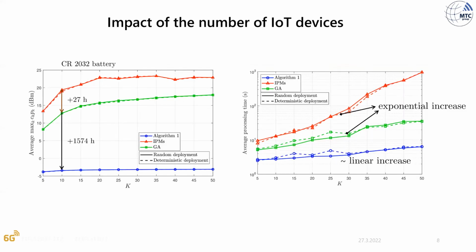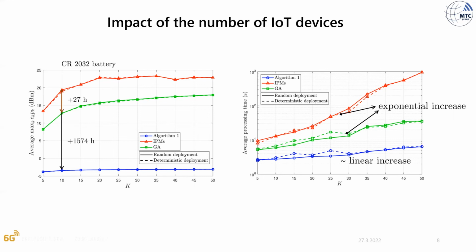Here's an example of the impact of the number of devices. Consider that you have a CR2032 battery, and the lifetime we're measuring is with respect to the iterative method's battery in these IoT devices. Just by using GA, we have a gain of 27 hours, while using our algorithm gives us an additional gain of 1,574 hours. And you see that this gap keeps increasing.